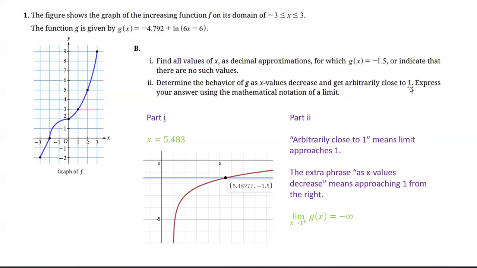So arbitrarily close to 1 means your limit should be approaching 1 as x approaches 1. Now, what does it say as x values decrease? That means it's a one-sided limit. So as x values decrease, x is getting smaller. If you follow my cursor, which way are we going? We are approaching from the right or the left? From the right. So 1 plus, from the right. Okay? We're approaching from values a little bit bigger than 1. That's what the 1 plus means, which is as x value decreases. And by the way, they did that because there's an asymptote there. So that's why it's not a two-sided limit. It's a one-sided limit. And it approaches negative infinity.